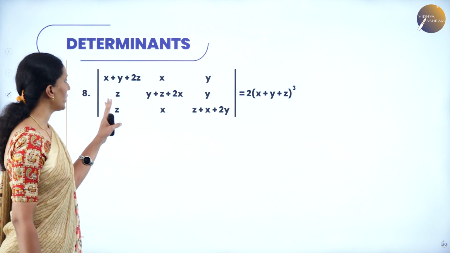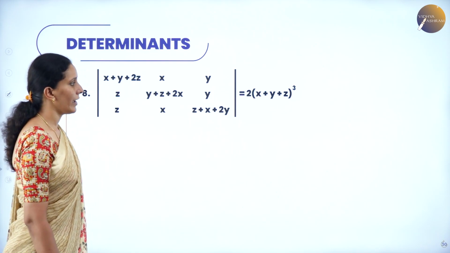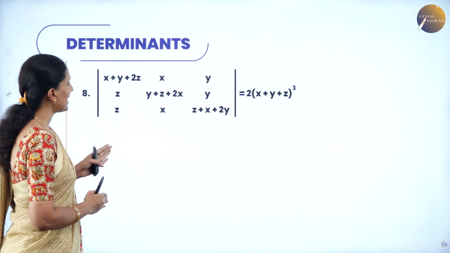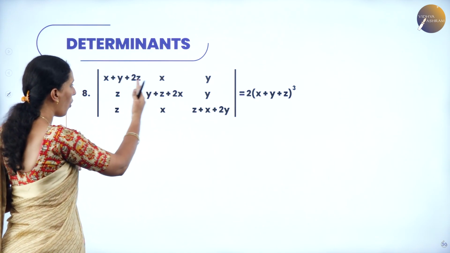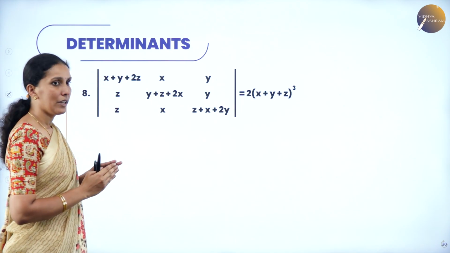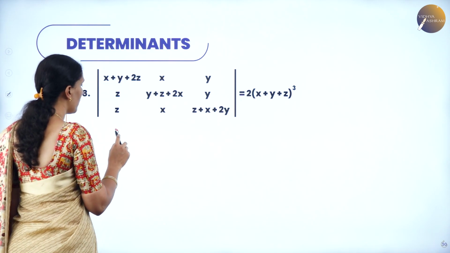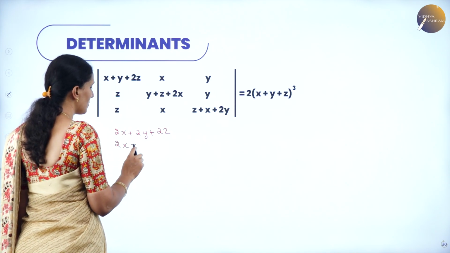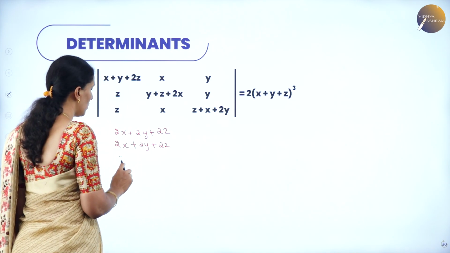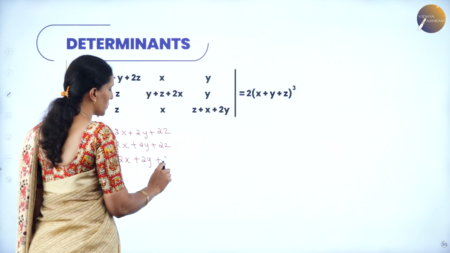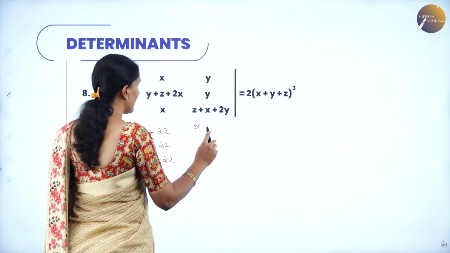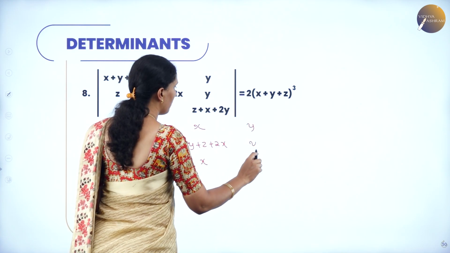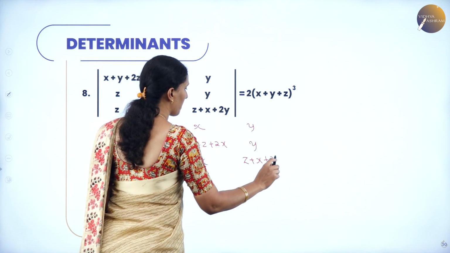So next one, look here, the determinant value must be equal to 2 into x plus y plus z whole cube. The same properties, the row operation or column operation. First see the value of the determinant. Clearly we can see when you add all the columns in the first column, we will get the same factor. What is that factor? 2x plus 2y plus 2z. So similarly here, 2x plus 2y plus 2z, 2x plus 2y plus 2z. And here x, y plus z plus 2x, x, y, z plus x plus 2y.